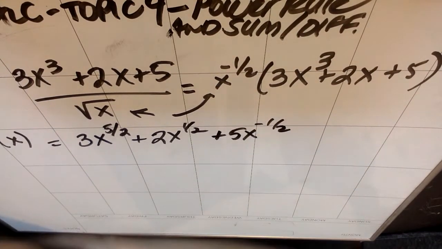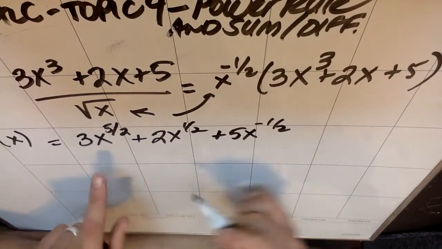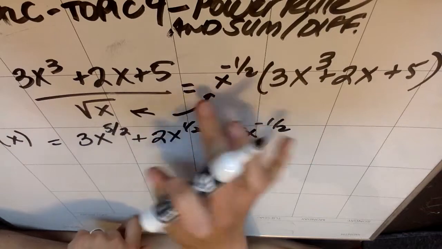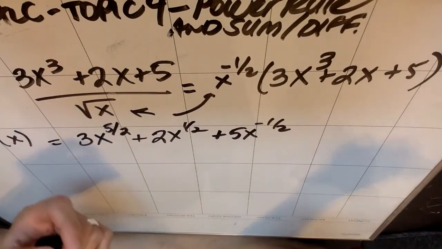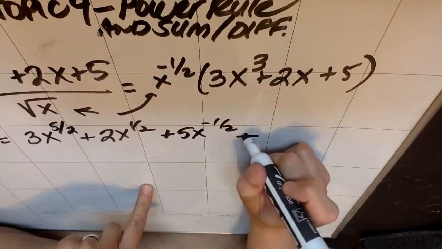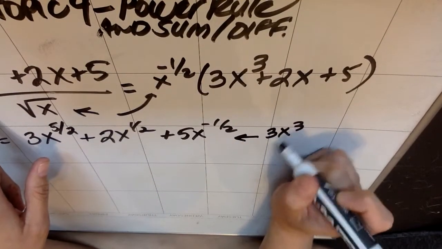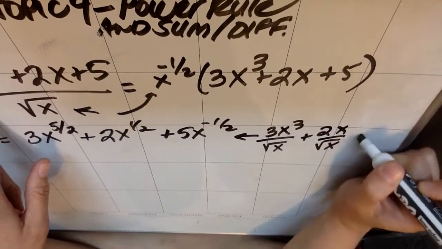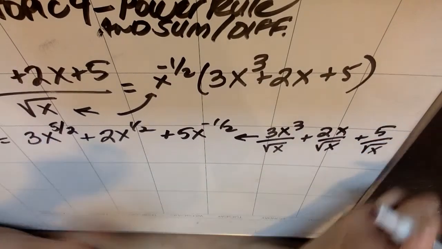And that's fine. The other way to get to this same spot is if instead you had split up, so if you didn't like that, you could have split this up into 3 fractions and you would have gotten to the same place. It's just a little bit different, right? So the other way to get to this same spot would have been if you had split this into 3x cubed over root x plus 2x over root x plus 5 over root x, right?